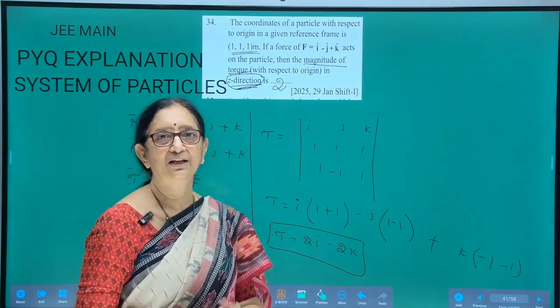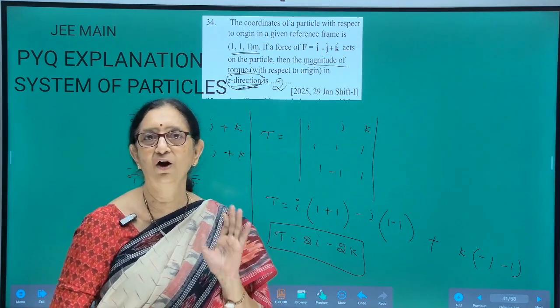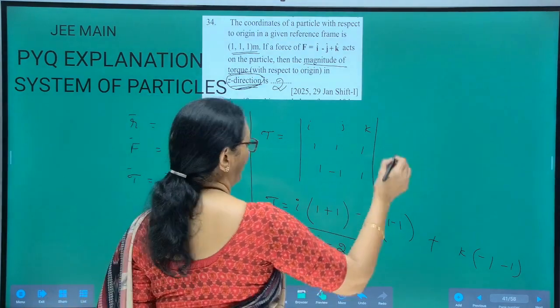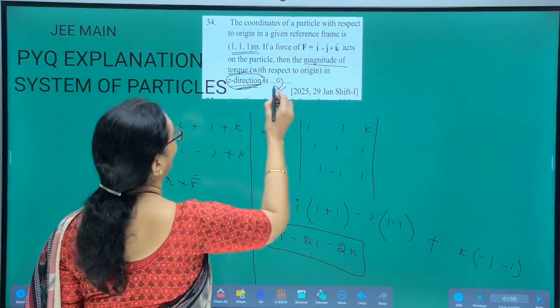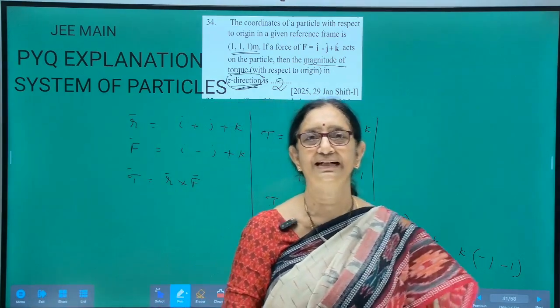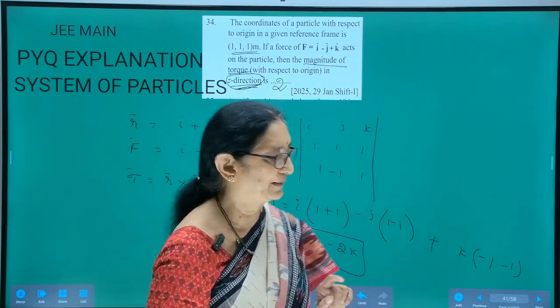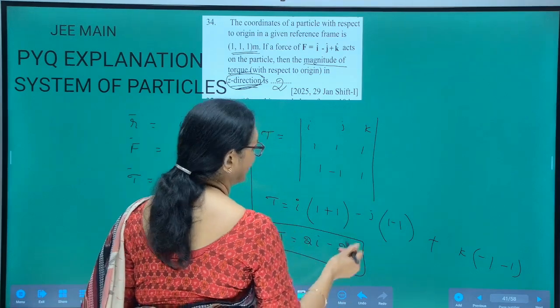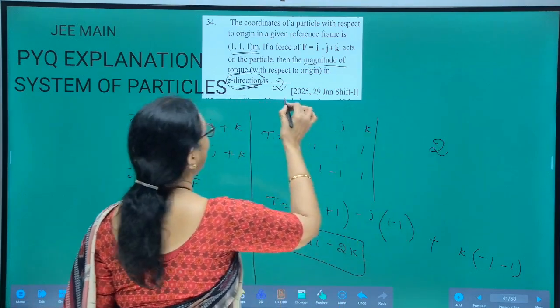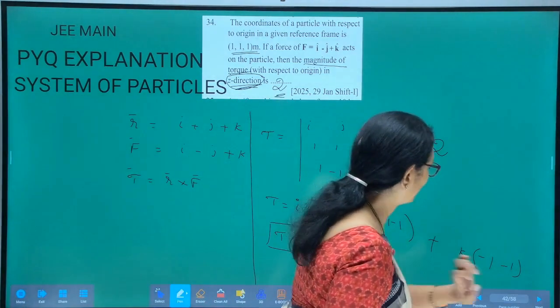But here you are asked to find the magnitude of the torque, not along y axis, along z direction. So, magnitude of torque along z direction is the positive coefficient of k bar. So, the positive coefficient of k bar is 2, hence the answer is 2. Go to the next problem.